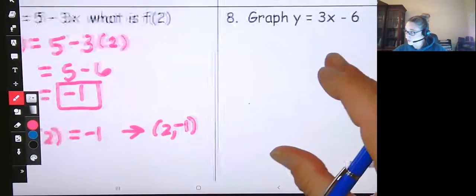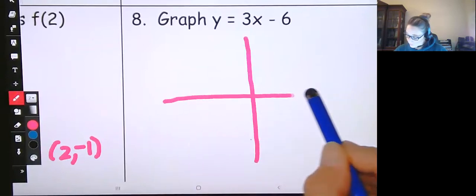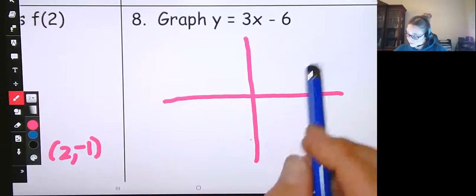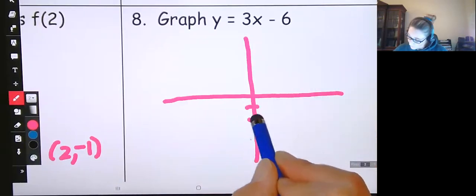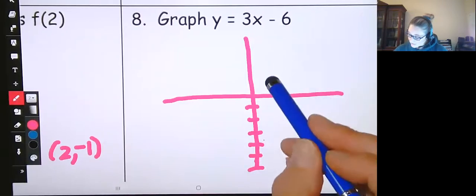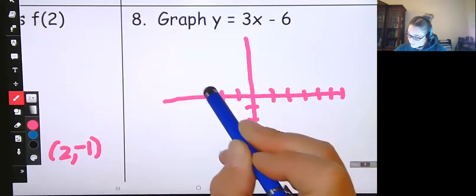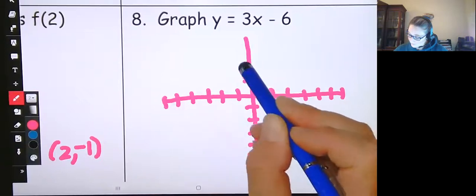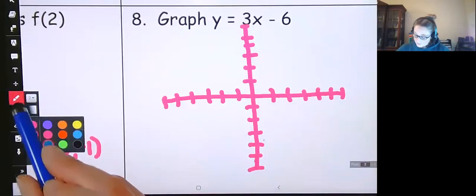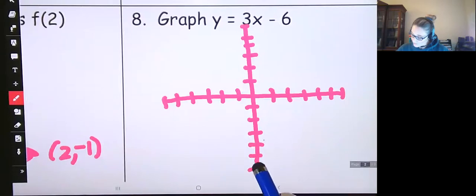Okay, on this one, we're going to graph. So I'm going to draw this. This is in y equal form. So this negative 6 is my y-intercept. So 1, 2, 3, 4, 5, 6. 1, 2, 3, 4, 5, 6. Okay. So this is my y-intercept, negative 6. So I'm going to go 1, 2, 3, 4, 5, 6.